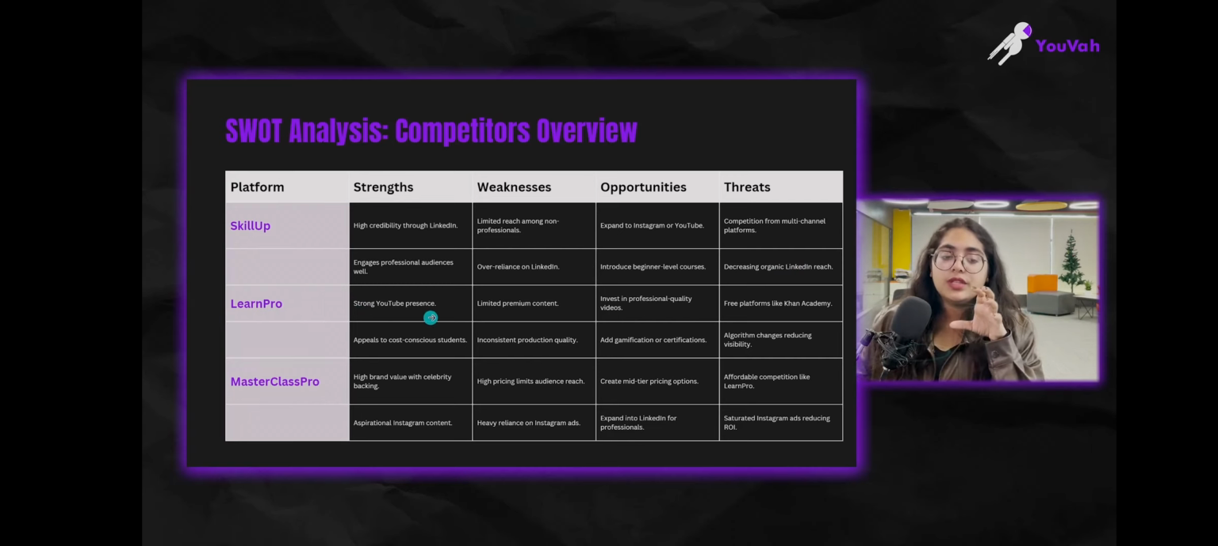Then for Learn Pro, it's YouTube presence and premium content. The strengths are key: the YouTube presence is very good, and they're very appealing to cost-conscious customers. Weakness: they don't have premium content and they're inconsistent with their production quality, because they're posting on YouTube, so they might not be spending additional resources on that. Then comes the opportunity part. Investing in highly professional quality videos, gamification and everything is something they can do, because their course is already going well and they're getting a good amount of views. New add-ons need to be there to upskill. Platforms like Khan Academy might be a competitor for them in future. Algorithm changes can reduce visibility, so that is the threat.